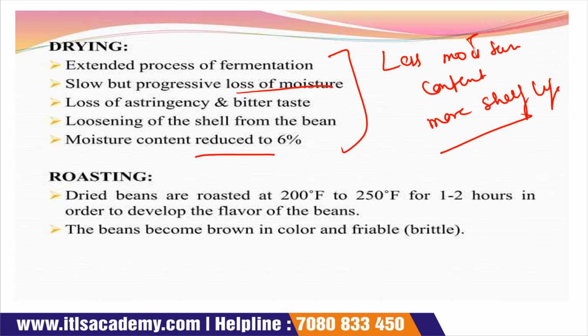Roasting. The dry beans after drying are roasted between 200 Fahrenheit and 250 Fahrenheit for around 1 to 2 hours. We perform roasting to develop the flavor of the beans. When we perform the roasting, the beans become brown in color and friable or brittle in nature.